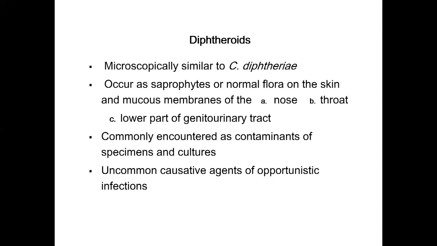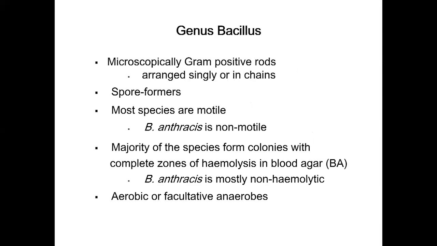So that is the first genus, the Corynebacteria. So the second one is Bacillus. So the genus Bacillus, under the microscope, the members are gram-positive rods, but these ones are typical. They are clear-cut rods, and they can be seen arranged in chains or singly, one at a time. And this is a genus of bacteria that forms spores. They are spore formers. They form bacterial spores, which are also called endospores.